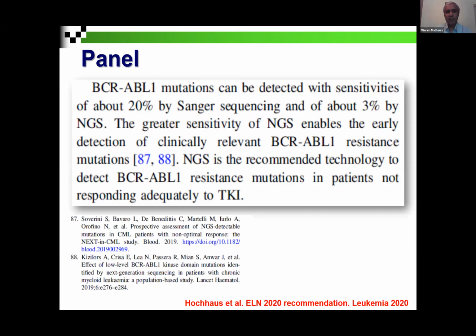Perfect. Thank you so much. So just like Dr. Nikhil said, and this is taken straight from the ELN guidelines: the BCR-ABL mutations by Sanger, the sensitivity is 20%, can go up to 3% by NGS. And the greater sensitivity of NGS is not an academic exercise. It could be clinically relevant and could potentially impact your therapy. And there are cross-references for that. For those who are interested, you can look up the publications in 2019 in Blood and Lancet Hematology.